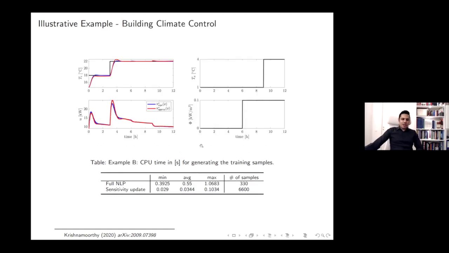So here is another example where I used it on the building climate control problem. And again, here I have 6,900 data samples to train the MPC problem, out of which I only solved 330 optimization problems, and the remaining 6,600 samples I generated using a sensitivity update.